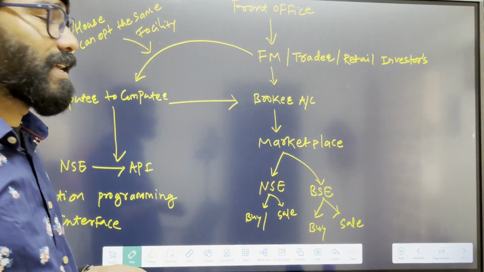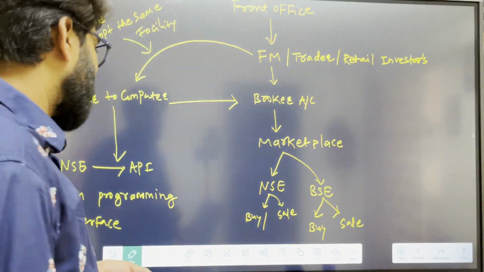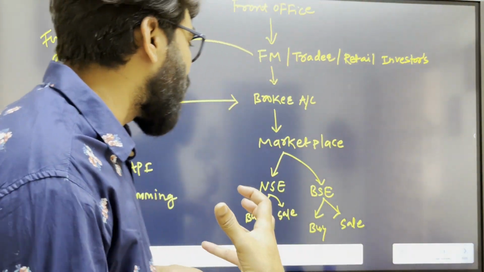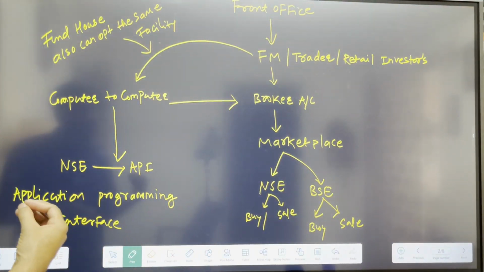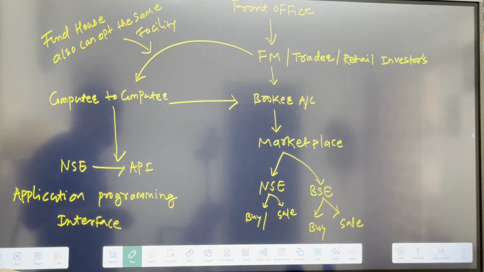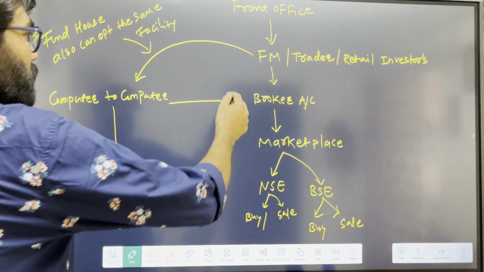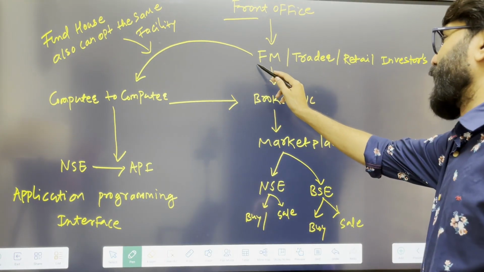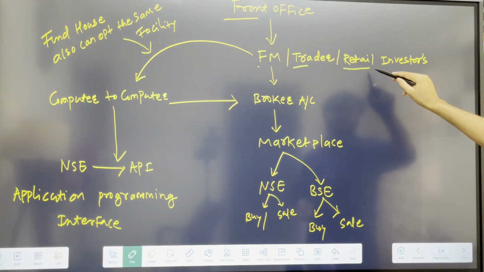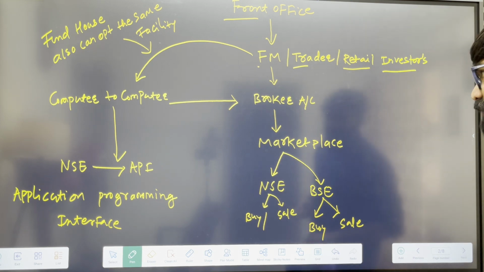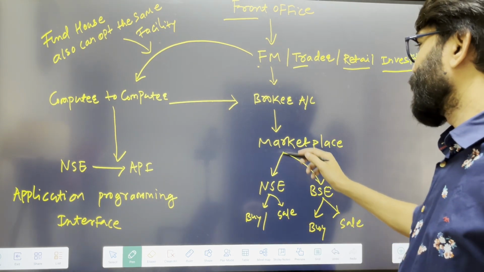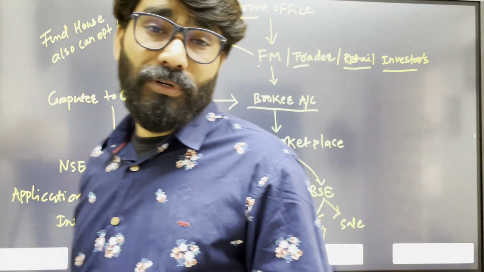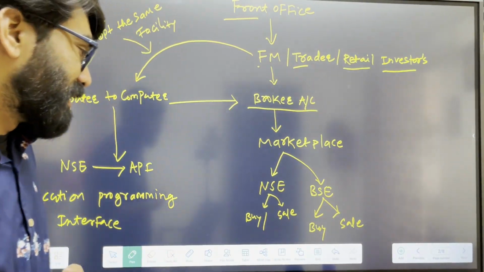So see here how exactly the front office works. I'll try to explain in a layman way with the technical terms so that you can understand how the front office task or front office workflow or system works. Front office means people like fund managers, traders, retail investors, or even government or any institutions. If they want to buy and sell securities, they need to open a broker account, or I would say they need to have accounts with a designated broker.